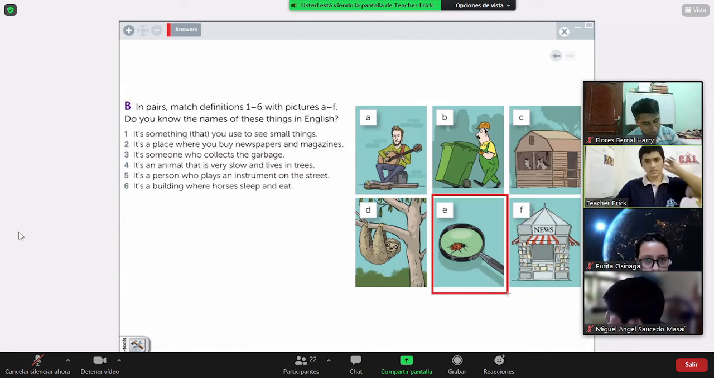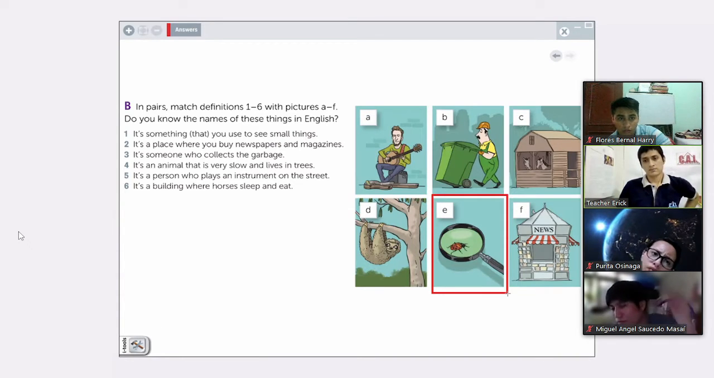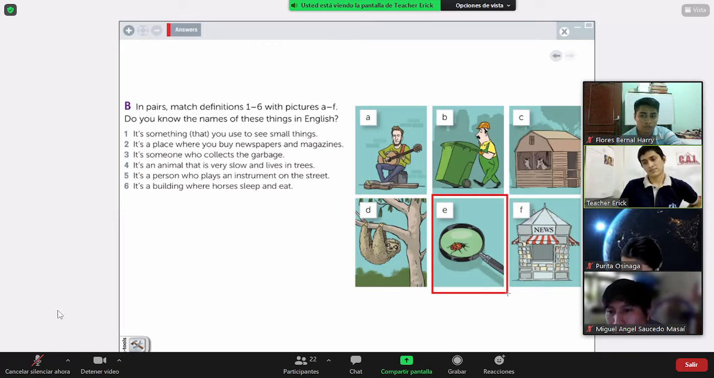So what is the name of this? Do you know? Glass, could be some kind of glass. Magnifying glass, okay. So letter E, magnifying glass.